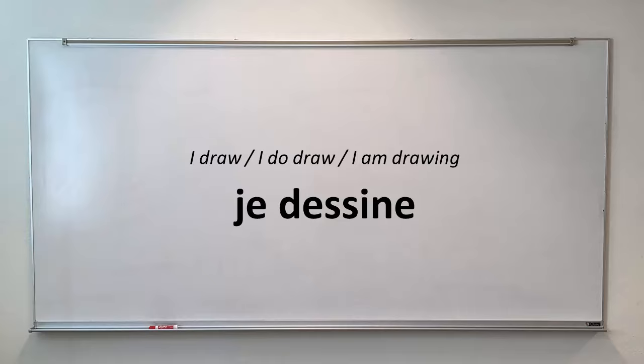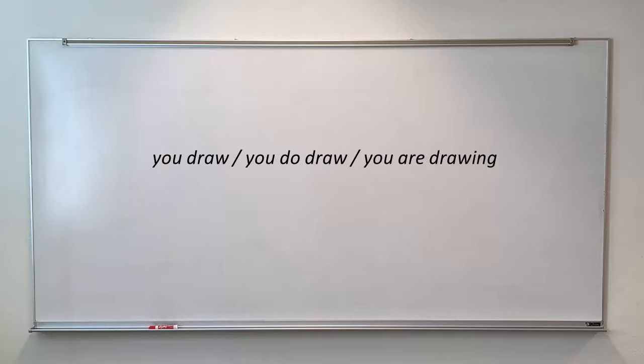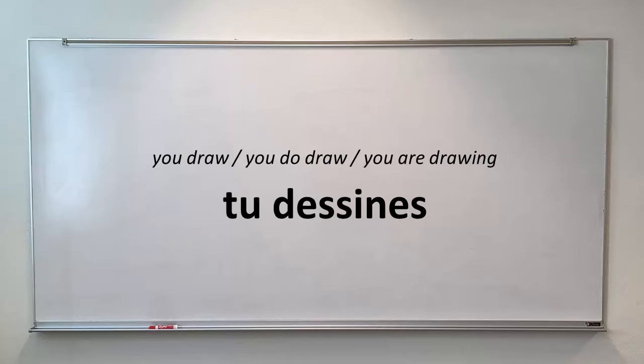Let's try another one. So you get the idea of the quiz here. So the next one is you draw, you do draw, you are drawing. It's the informal you that I'm looking for here, the tu. So I give you that part, that much. Can you get the form right also? This is very important. The ending of the verb, you draw, you do draw, you are drawing, is tu dessines, you draw. You do draw, you are drawing, just depending on the context that I mentioned in the first one.